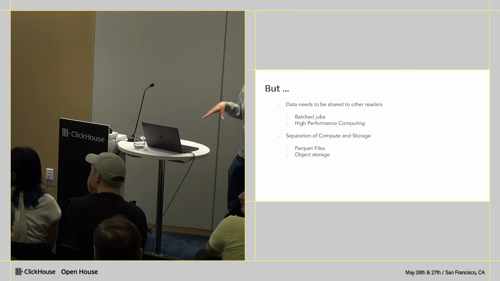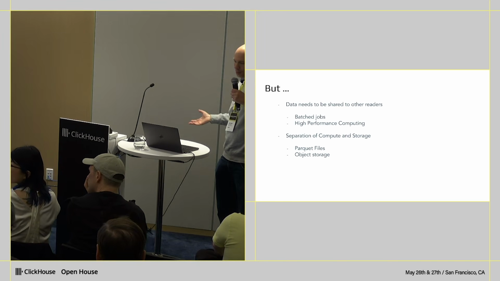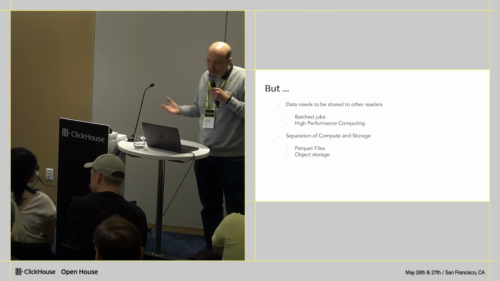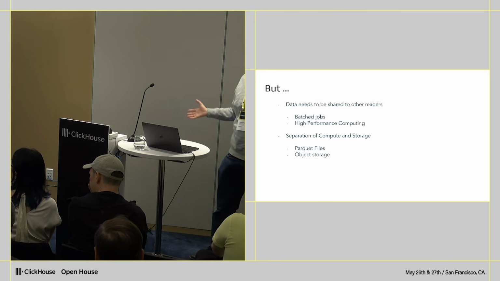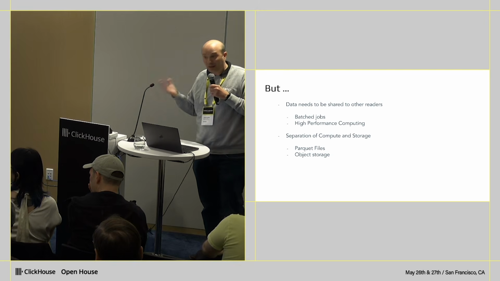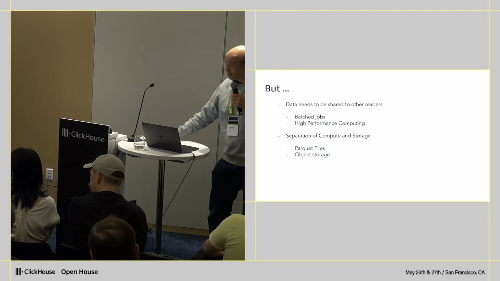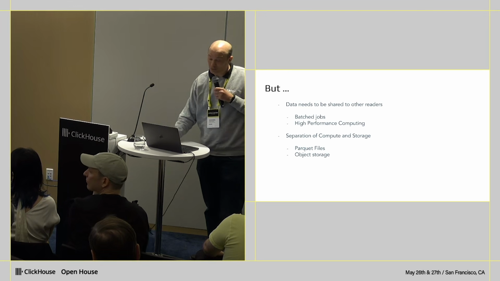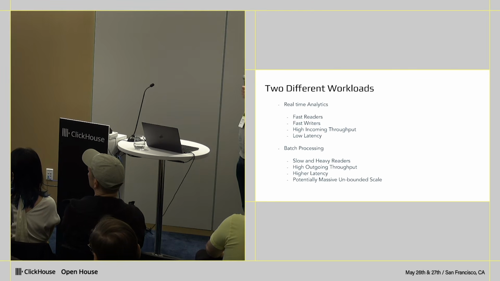In order to scale that, you need to break the coupling between compute and storage. And so you need to separate compute and storage. In order to do that, you need to switch to files, and in our case, it's Parquet files, and you need to do that on object store to decouple the compute and storage. So I mentioned that we have two different workloads.